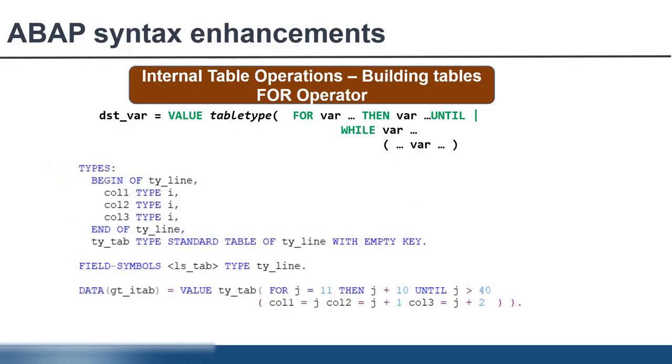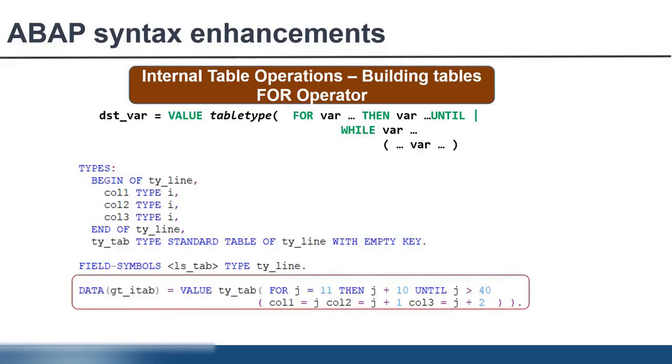Observe the changes in the code here. The internal table GTI tab and the variable J are no more declared. The for statement will take care of declaring J while using it. The variable GTI tab is declared on the go.